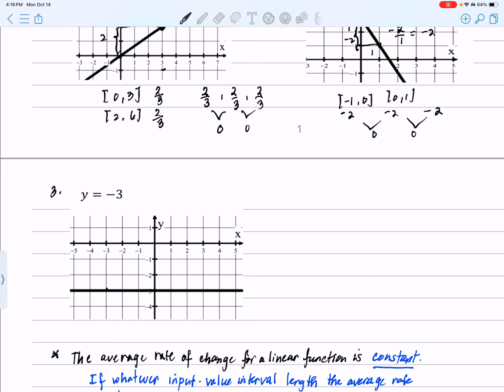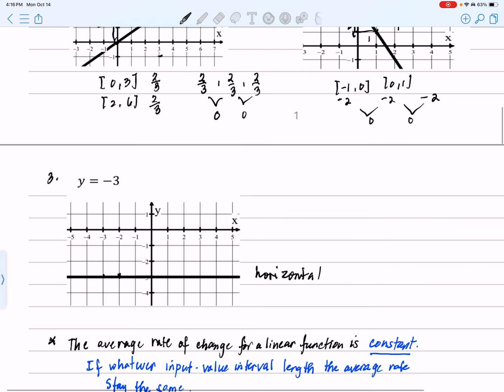If I choose any point, of course, you see a horizontal line. There is no slope. There is no rise over run, right? Okay, so that means, let's say from point negative 2, negative 1 as my interval, there is no rise. That means the rise is 0, and you have a run of 1. Still the slope is 0, or the rate of change is 0.